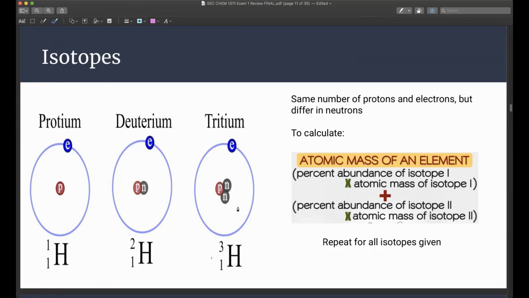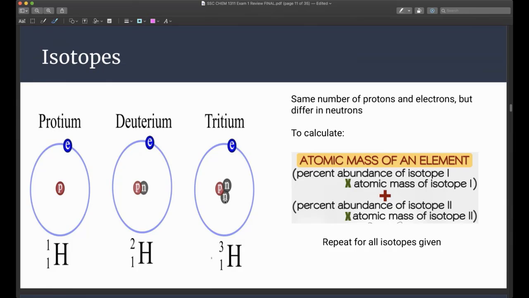There's protium, which has zero neutrons, excuse me. Deuterium has one. How do I know this? I just took 2 minus 1, which gave me 1. Tritium has a mass number of 3, and it has this value of 3 minus 1, which gives you 2 neutrons.